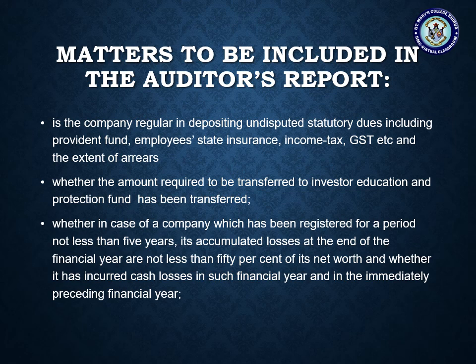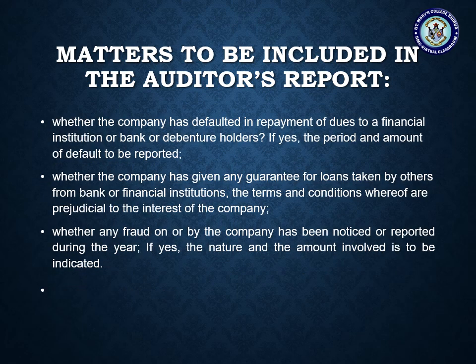Whether the amount which needs to be transferred to the investors education and protection fund has been transferred or not, and in case of a company which is registered for a period not less than 5 years, what about the accumulated losses at the end of the financial year? Okay. So whether the company has incurred cash loss in such financial year, that is the immediately preceding financial year.